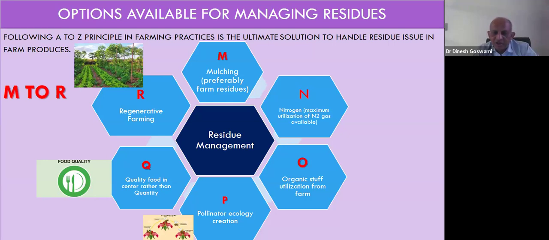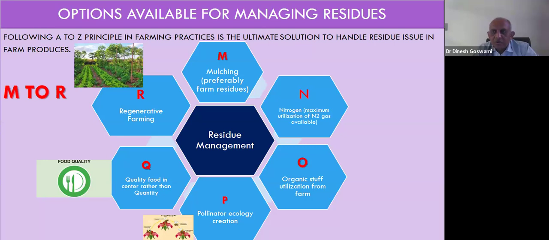Next one is organic stuff utilization from the farm. As I said earlier, in organic farming, there are so many crops growing all together within a plot. Every crop produces residue. Suppose vegetable crops, after taking vegetables, there is too much residue produced in the field that can be reused and reutilized for preparing compost, and that can be helpful in managing practices and productivity.